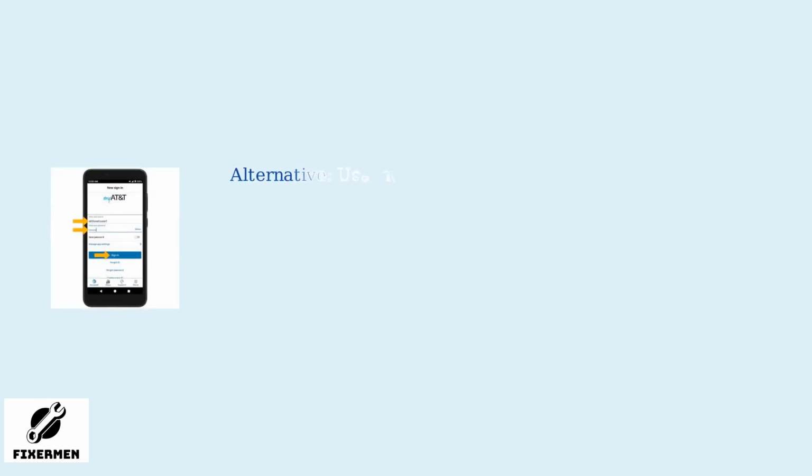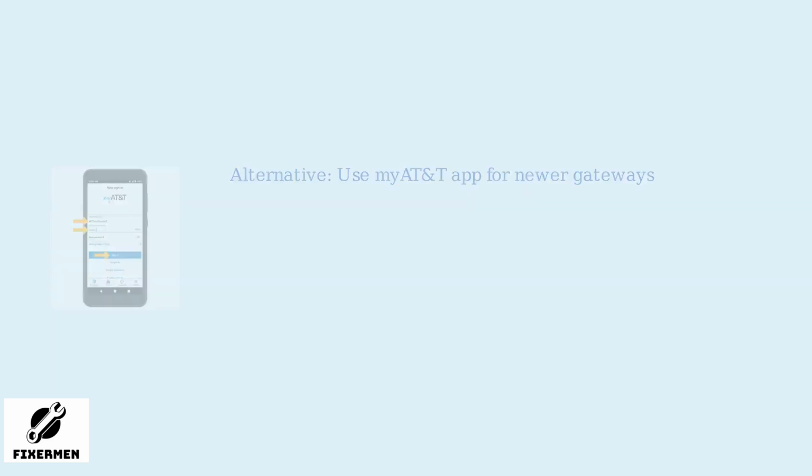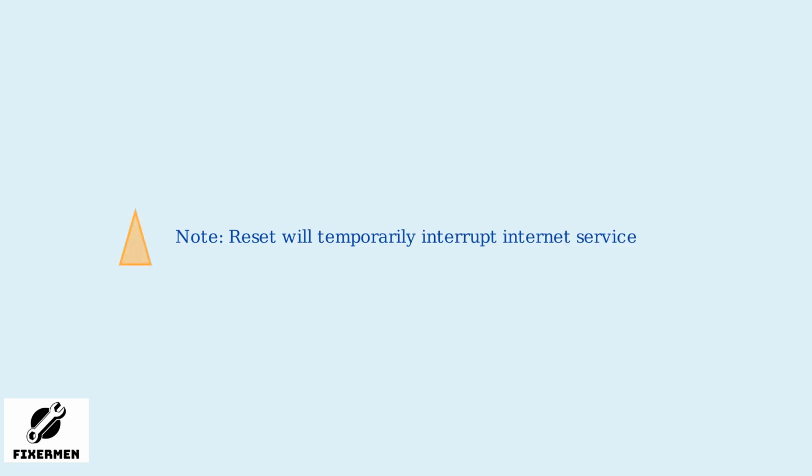Some newer AT&T gateways also allow resets through the My AT&T app. Simply sign in and look for the router management options. Keep in mind that resetting will temporarily interrupt your internet service while the router reboots and reconnects.